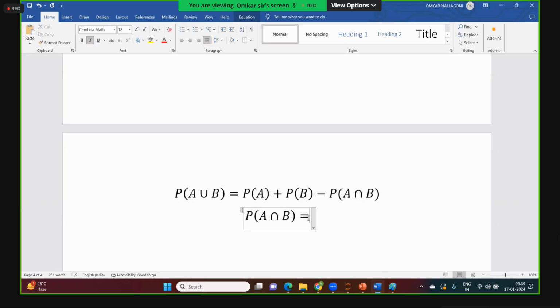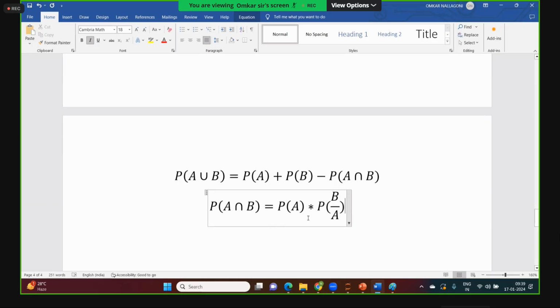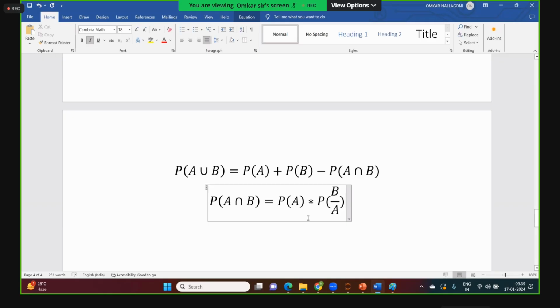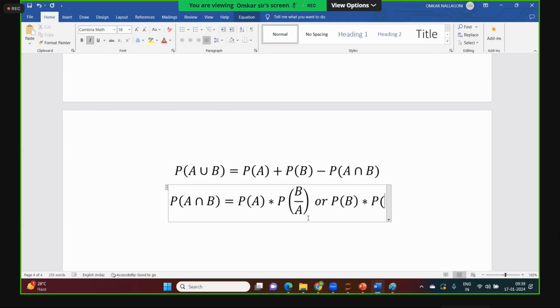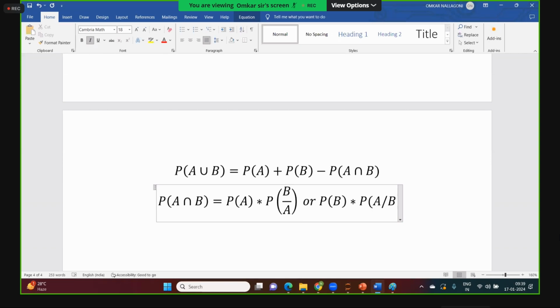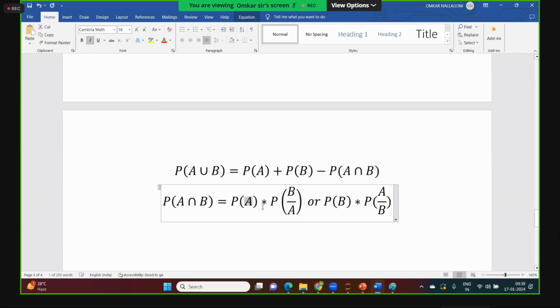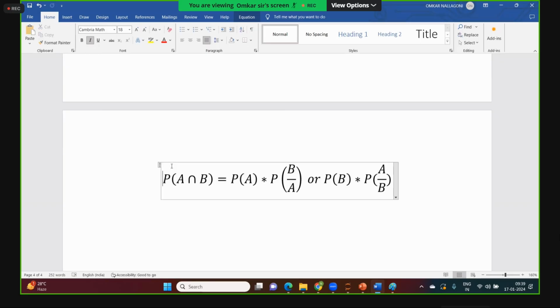That is equal to, what is the meaning? P of A into P of B by A. That's the formula. Or P of B into P of A by B. Here A is there, here it is the denominator A. Here B, don't interchange that. That is foolishness. This is called the multiplication theorem.